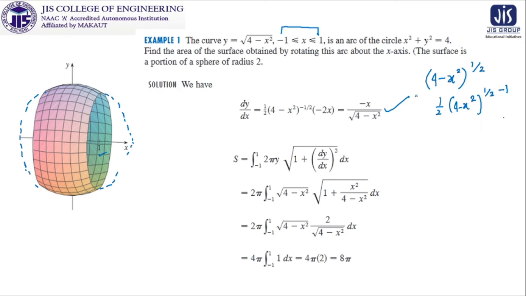Then root over 1 plus (dy/dx) whole square. Now dy/dx we got as minus x by root over 4 minus x square. So that square is written. After that, I am not elaborating because it is just simply a calculation. You can do this calculation and make this simplification, and you can get the answer of the surface required here as 8 pi.